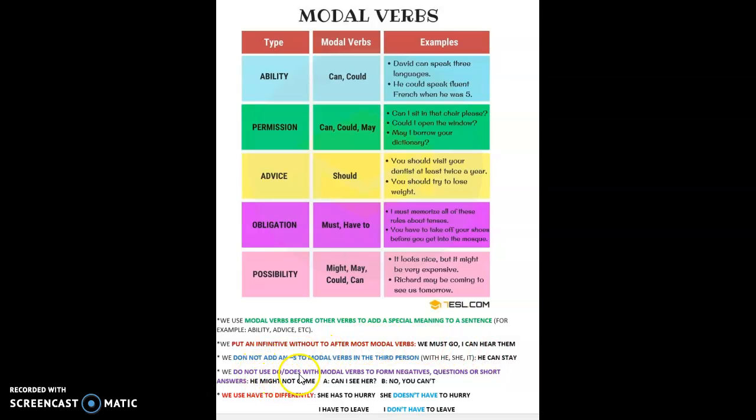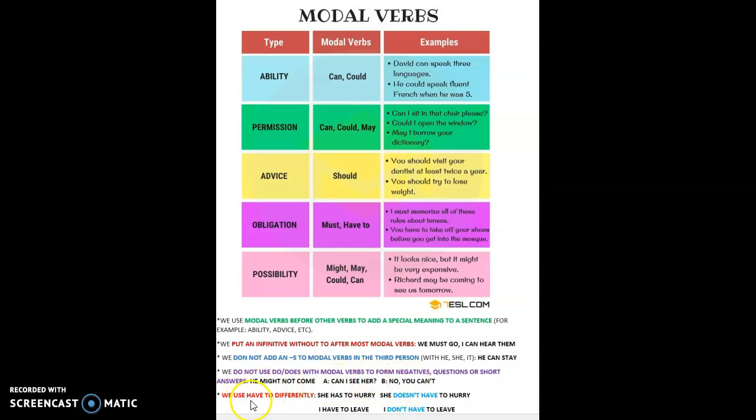We do not use do or does with modal verbs to form negatives, questions, or short answers. He might not come. Can I see her? No, you can't. I cannot say here, do I see her? Or can I see her? No, you don't. These modal verbs do not need the help of the auxiliaries when making questions, negative sentences, or short answers. Can I see her? No, you can't.